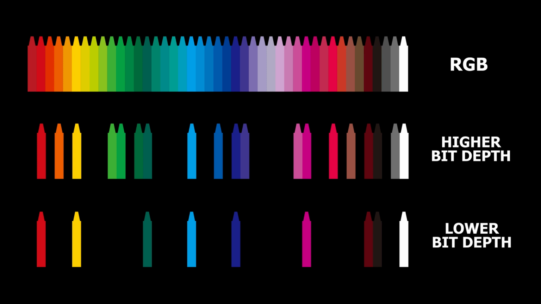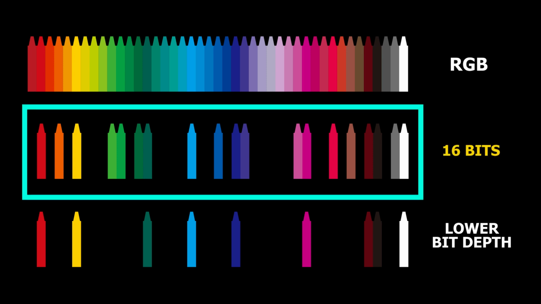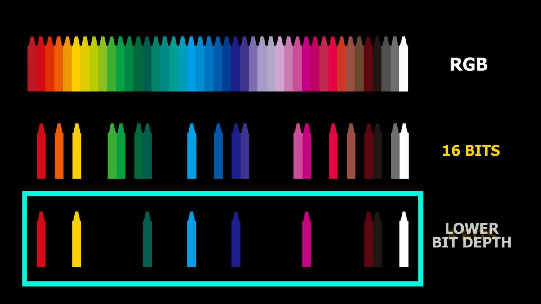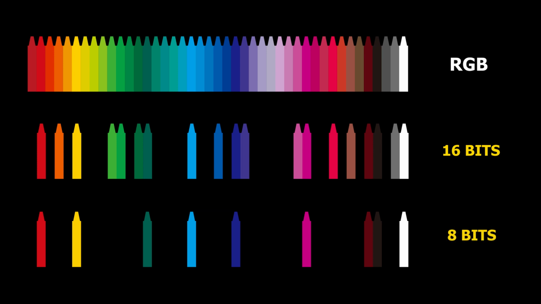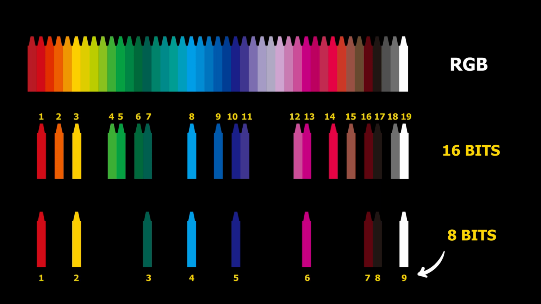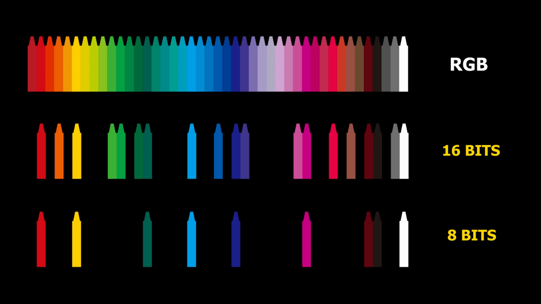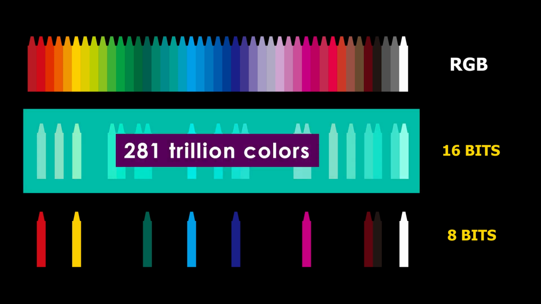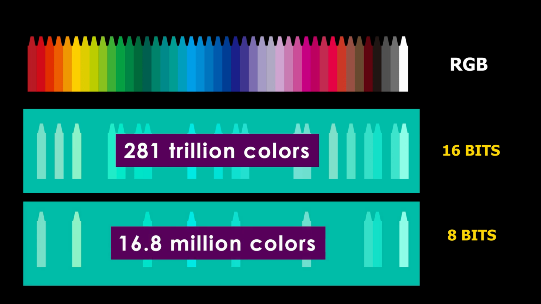Photoshop mainly offers 3 bit depths. They are 8 bits, 16 bits, and 32 bits. Let's, for the sake of the example, consider this set to be 16 bits and the smaller set to be 8 bits. For the sake of example, 16 bits here has 19 colors and 8 bits here has 9 colors. But in the real world, 16 bits contains 281 trillion colors and 8 bits contains 16.8 million colors. So that's a huge number of colors we are talking about.